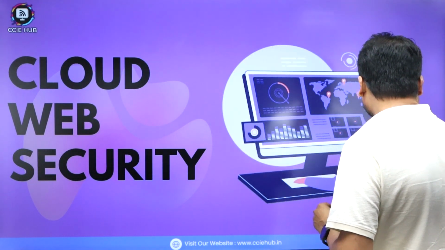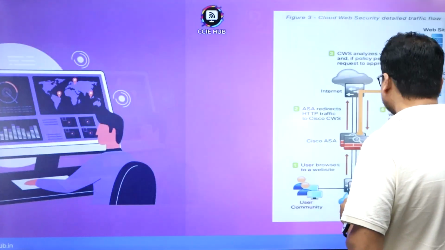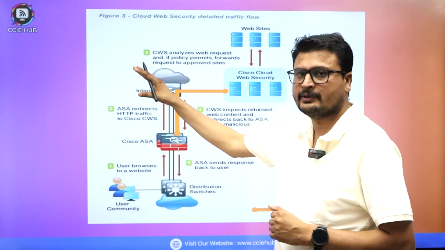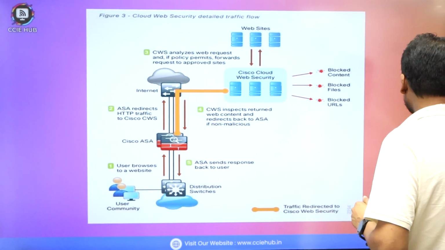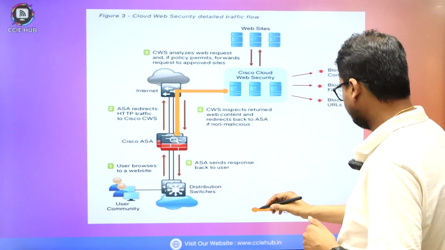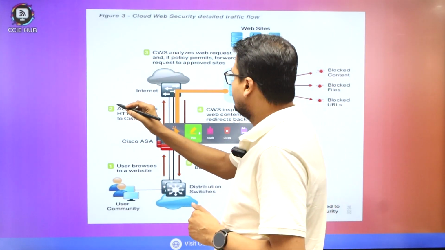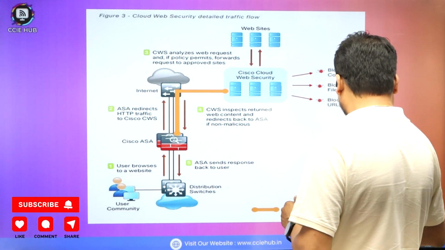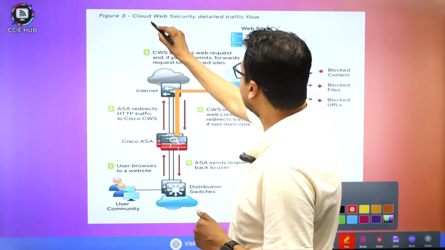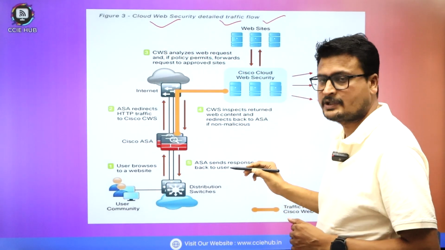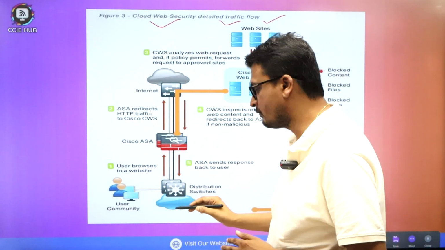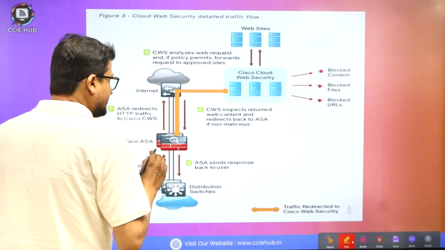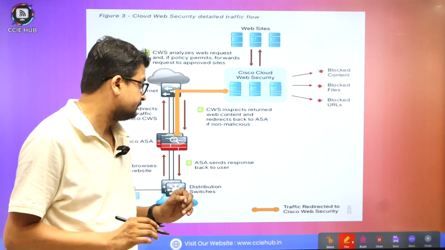Okay, so let me take you guys to our next slide. Now here you can see this is an architecture of your cloud-based filtering. Here we have a cloud web security detailed traffic flow. It's a complete traffic flow of a cloud web security. Now, understand what happens in this cloud web-based filtering.